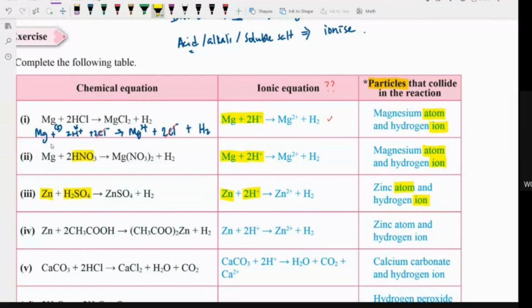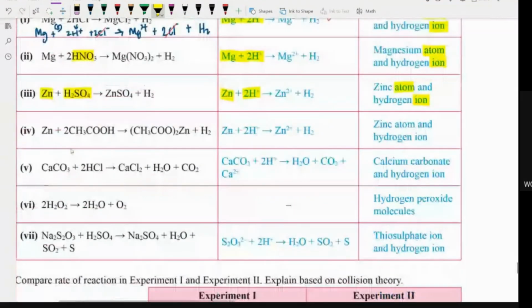Then how about this? All of this you can record down. This one is ethanoic acid. It looks like a lot of hydrogen and oxygen, but in actual fact, as long as it is an acid, the hydrogen is still the same, hydrogen ions. So zinc atoms collide with hydrogen ions. These are the popular questions. You will see that no matter how the question changes, they will use only these few types of examples.